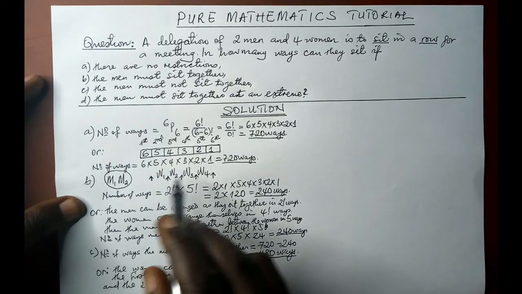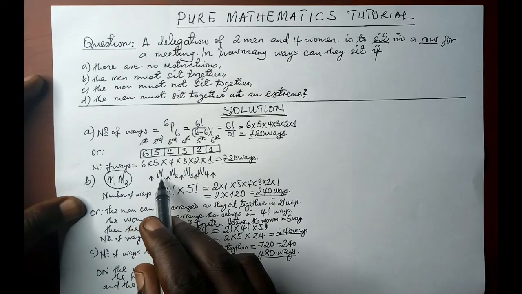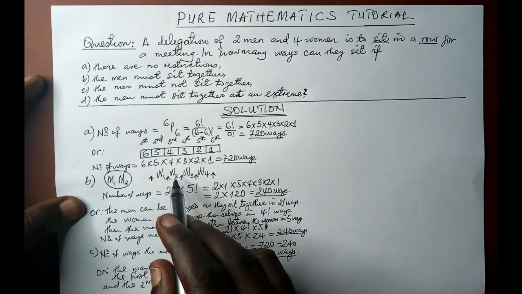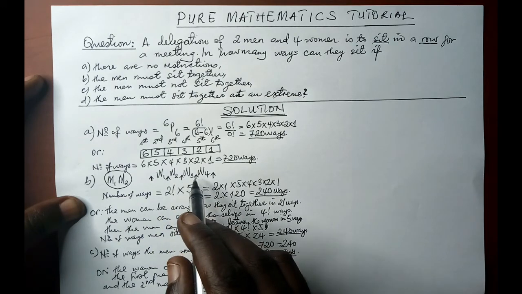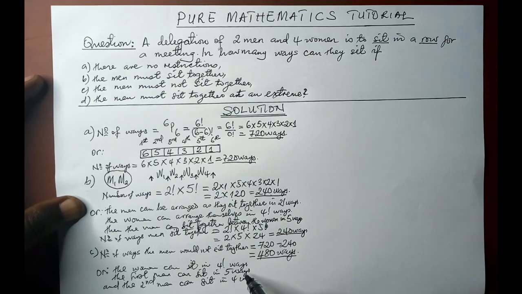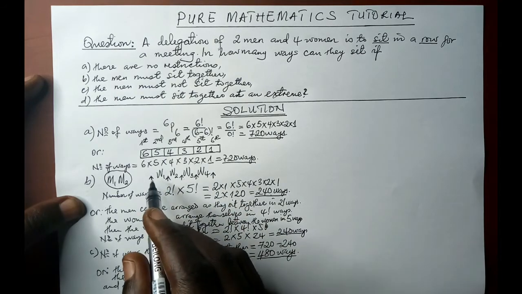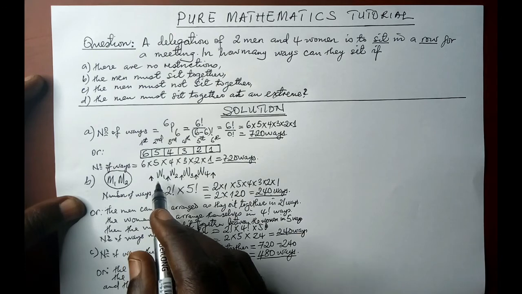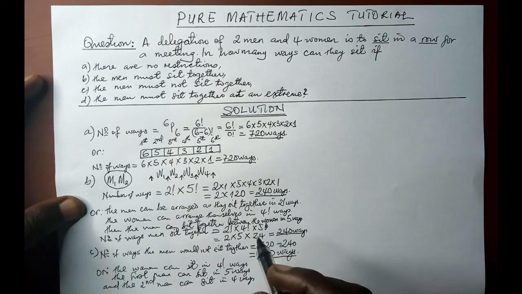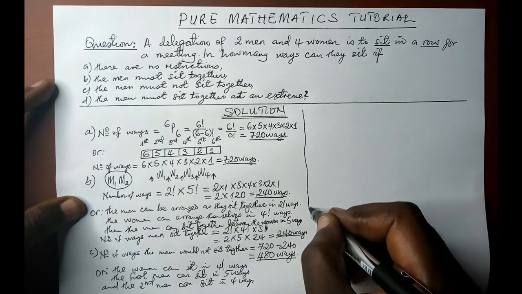So when the first man is going to sit, he has 5 options to take: either in front, between the first and the second woman, between the second and the third woman, between the third and the fourth woman, or even at the end. So 5 options for the first man. When he has taken a position, the next man coming cannot sit where he's sitting, since they shouldn't be together. You will now have the other 4 options to take. And so these are the different ways.